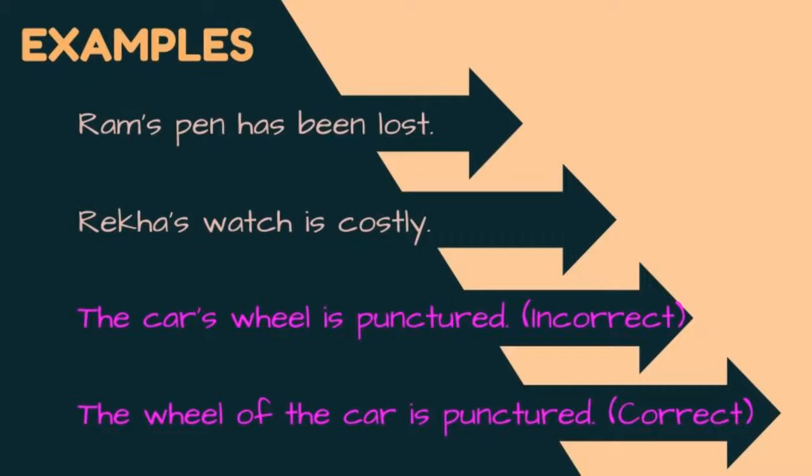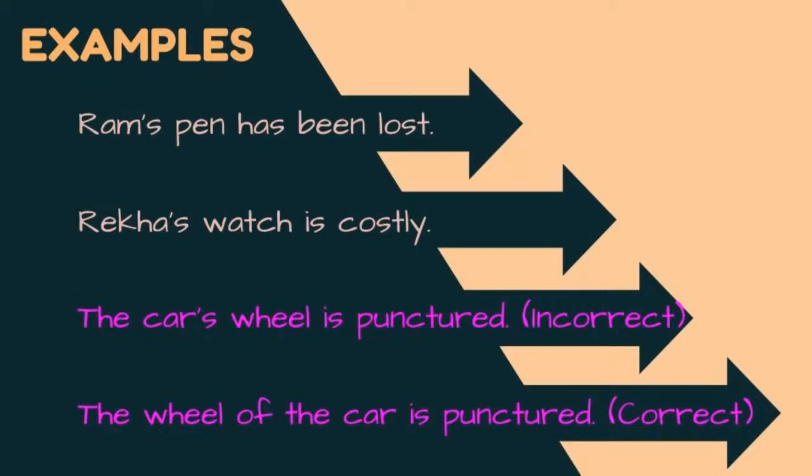Let us move to the second example. Rekha's watch is costly. How many nouns are there in the second sentence? Two nouns. One is Rekha and another one is watch. Actually, the watch belongs to Rekha. So that's why we have put an apostrophe s after the noun Rekha.